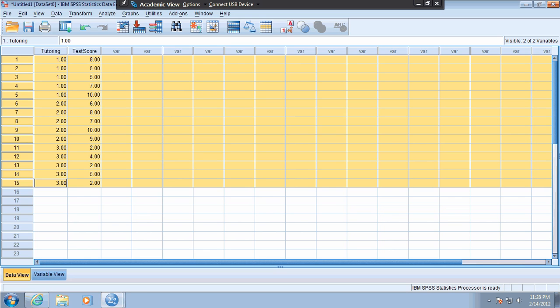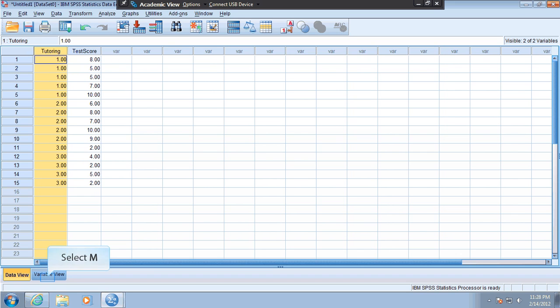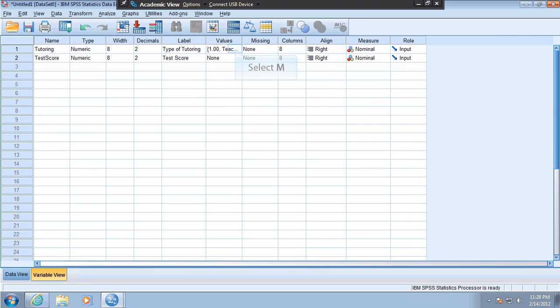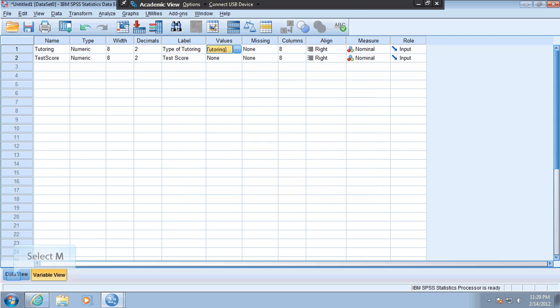Data entry for the one-way analysis of variance is important, as it is for the different t-tests. Remember that each row in SPSS represents an individual. In our current study, we have individuals that have had one of three tutoring methods. Therefore, they have codes of 1, 2, or 3. Looking at the variable view, I have set up these codes so that 1 represents teacher tutoring, 2 peer tutoring, and 3 no tutoring.